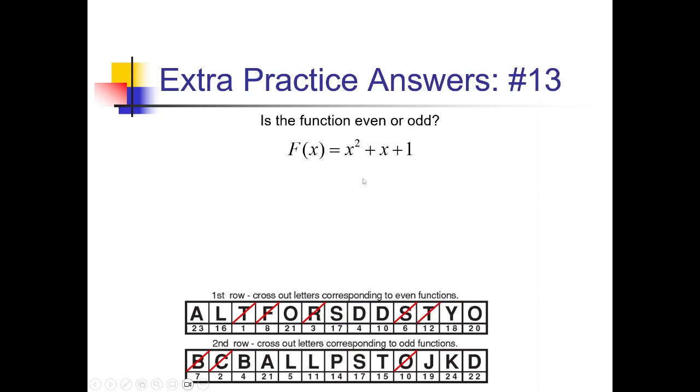For number 13, we're back to a polynomial. This is a mix of even and odd exponents. This is really x to the 1. So this is neither even nor odd. On to the next.